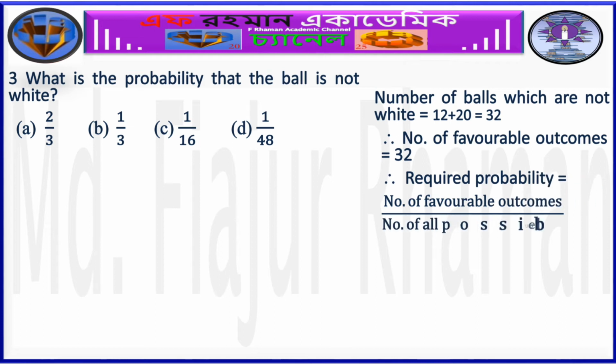Therefore, the required probability is equal to the number of favorable outcomes by the number of all possible outcomes, which is equal to 32 by 48. 16 is a common factor between 32 and 48. That's why you can write 2 instead of 32 and 3 instead of 48, which is equal to 2/3. That's why our correct answer is option A.